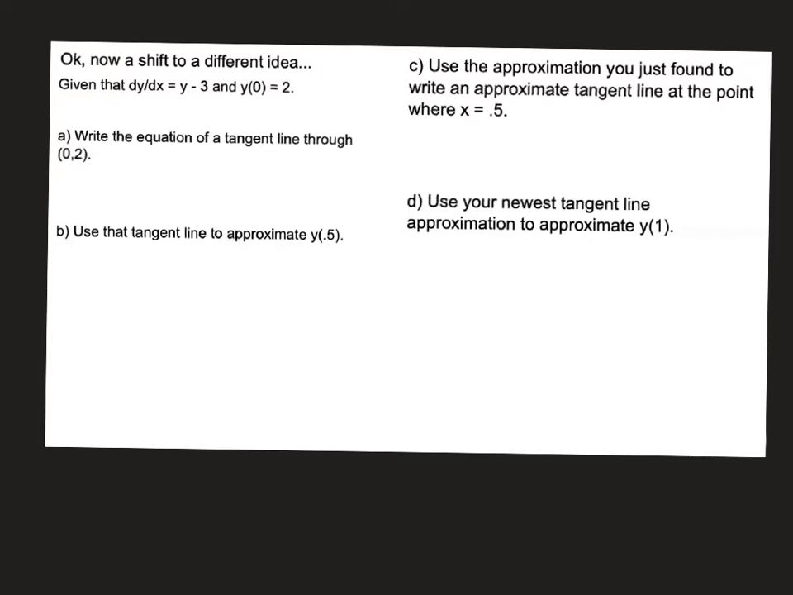Well, if the slope is this, so dy/dx at (0, 2) is going to be negative 1. So the tangent line is going to be y equals the y value minus the slope, x minus the x value, and the x value is 0. Use that tangent line to approximate y of 0.5.